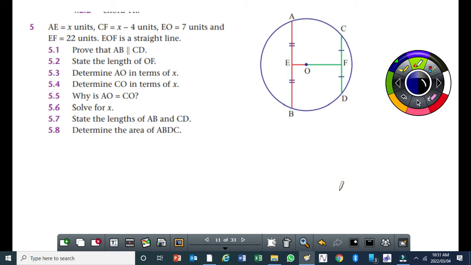So, to read the whole story, given the lengths, I'm going to put them on the diagram to help me. AE is X, so that's X. Obviously, this will be X. BE will be X. And then CF is X minus 4, so obviously this will be X minus 4. And EO is 7, I'll put 7 there. EF is 22, so the whole length from E to F is 22. Obviously, it means that from O to F, that will be 15.